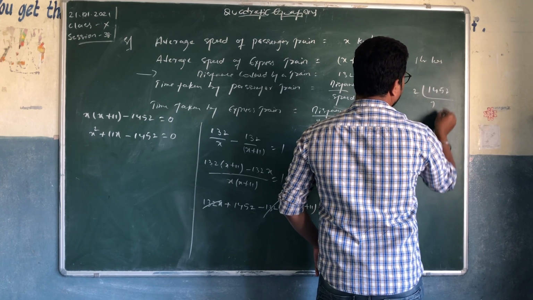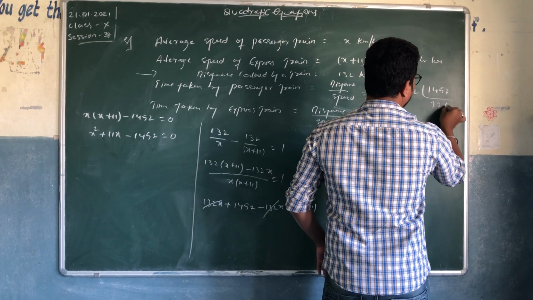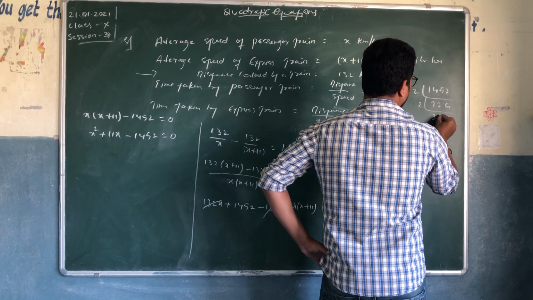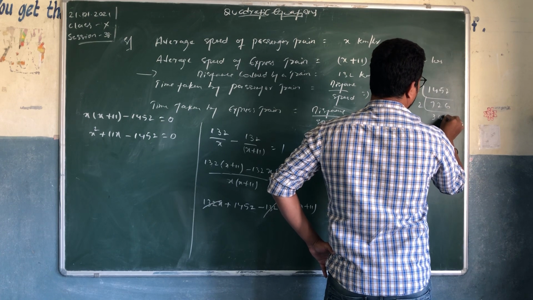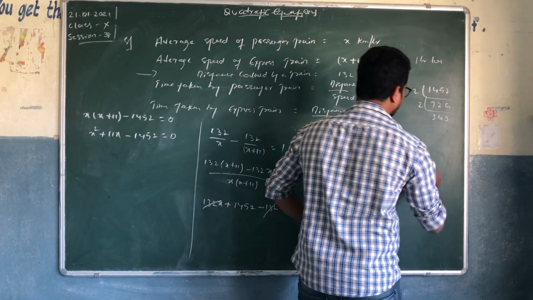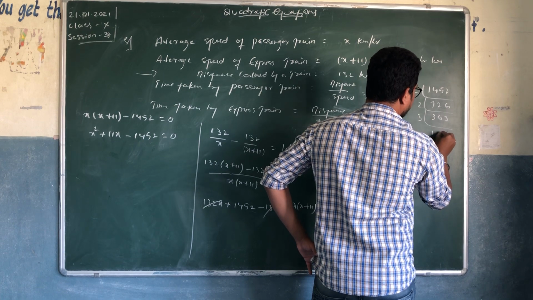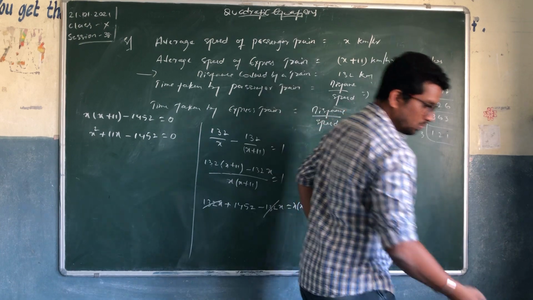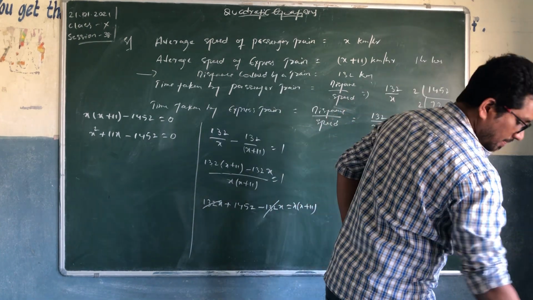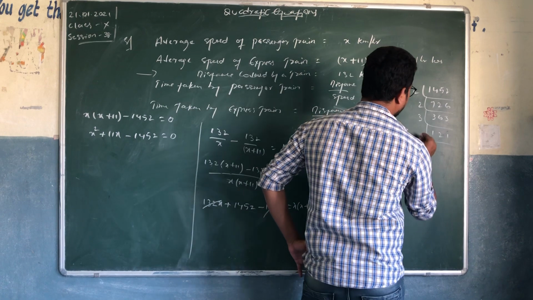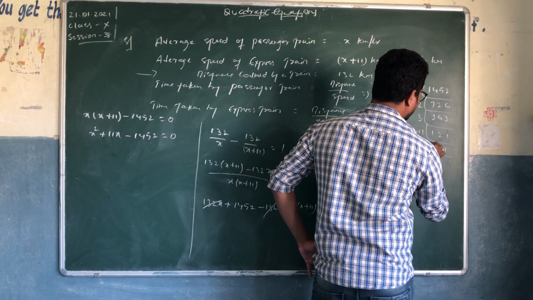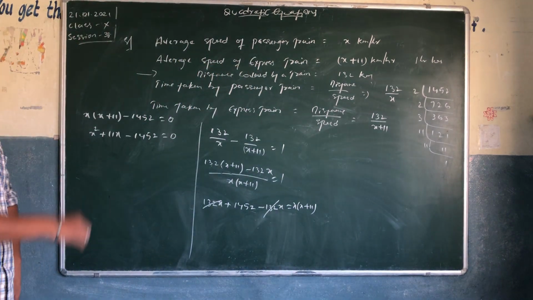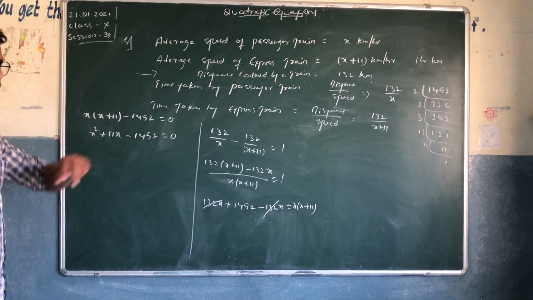2 7s 14, 2 2s 4, 2 6s 12, right? 2 3s 6, 2 6s 12, 2 3s again 6. 3 1s, 3 2s, 3 1s. Now 121 will get in 11 table, 11 11s 121, 11 1s 11. Now we need to pick two of the factors of 1452.